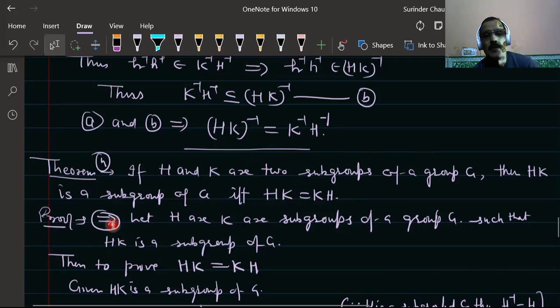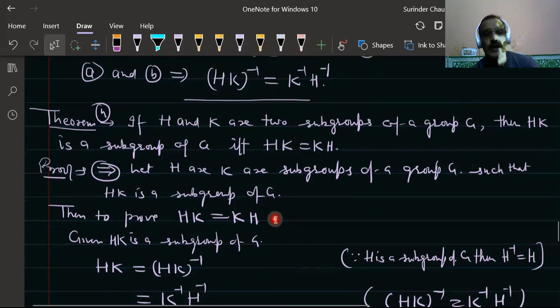Now, the necessary part. Given H and K are subgroups of G and the product HK is a subgroup of G, our aim is to show HK equals KH. Given HK is a subgroup, so HK is equal to (HK)⁻¹. If H is a subgroup of G, H⁻¹ is equal to H.